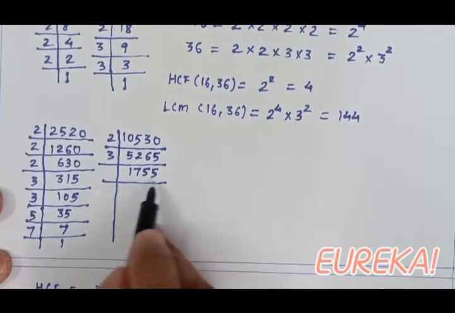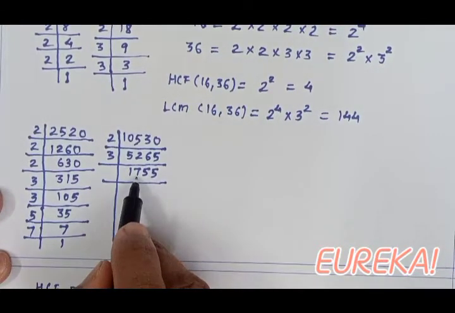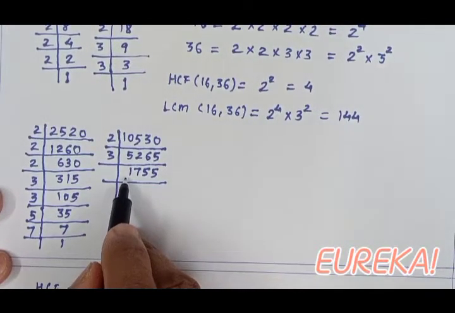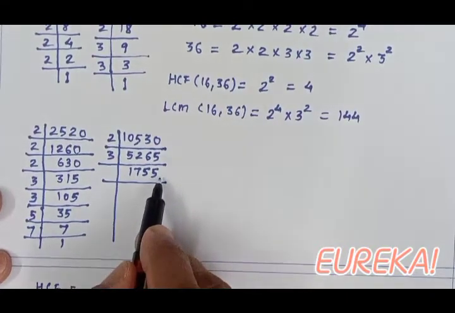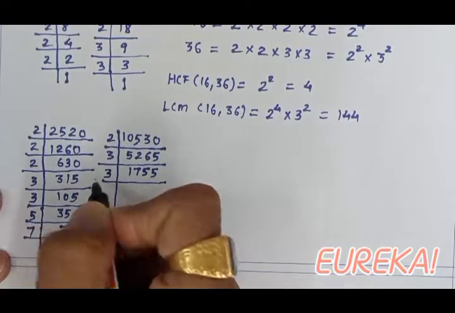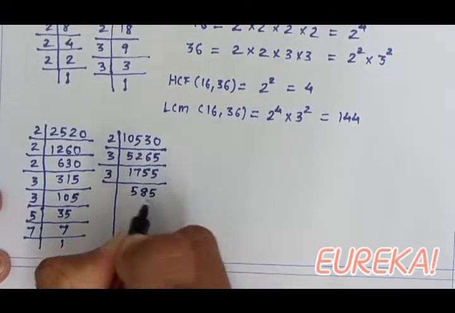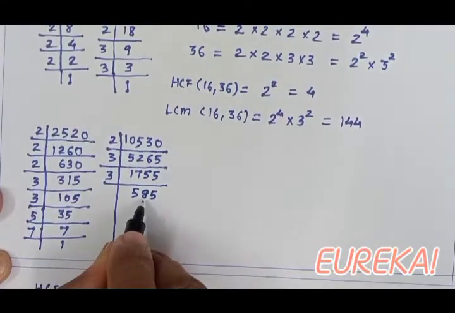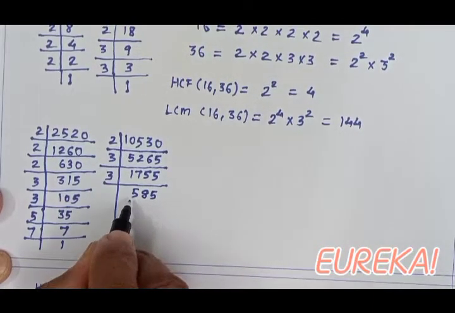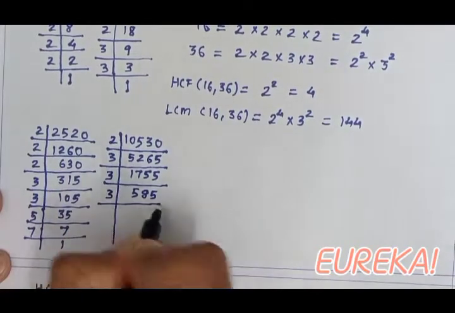For divisibility by 3, we just add the digits. 1 plus 7 is 8, 8 plus 5 is 13, 13 plus 5 is 18, and 1 plus 8 is 9, which comes in the table of 3, so it is divisible by 3. So we get 585. Again we add the digits: 5 plus 8 is 13, 13 plus 5 is 18, 1 plus 8 is 9, so it is divisible by 3.